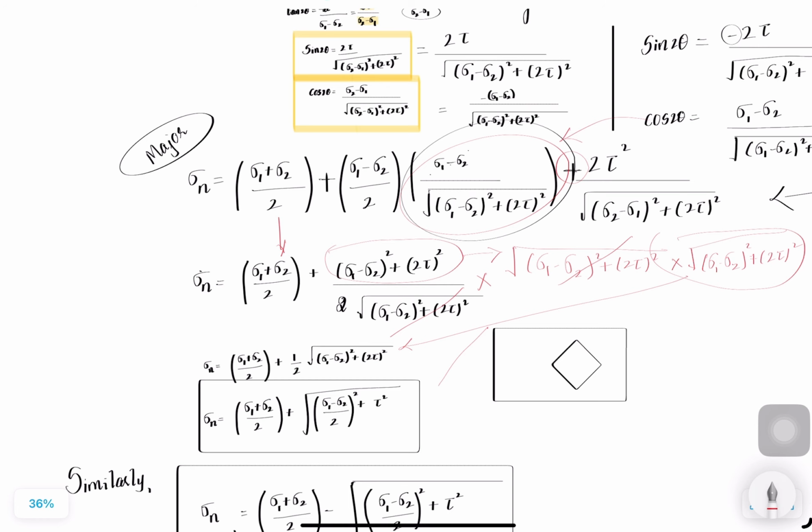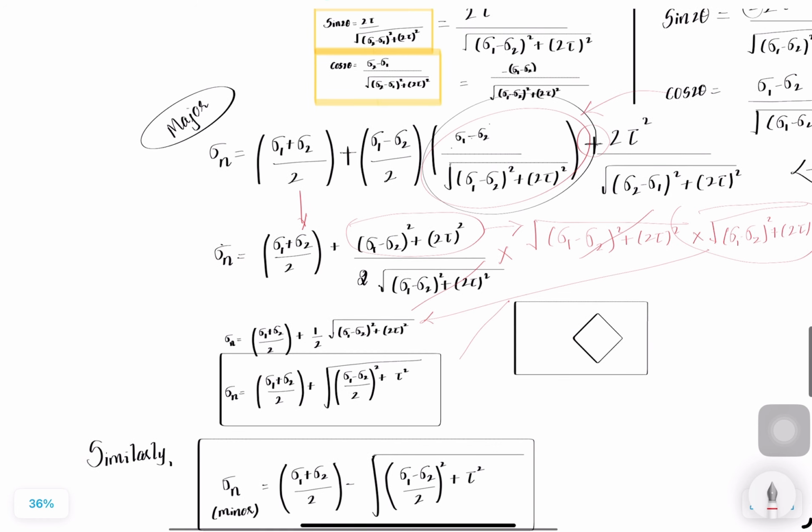Okay, so that explains it. In the next step, they have simply taken the 2 inside the root. If you take the 2 inside the root, it's 2 squared. So the 2 squared in the numerator and the 2 squared in the denominator cancel out. That gives us this term. So that's the expression for the maximum normal stress.